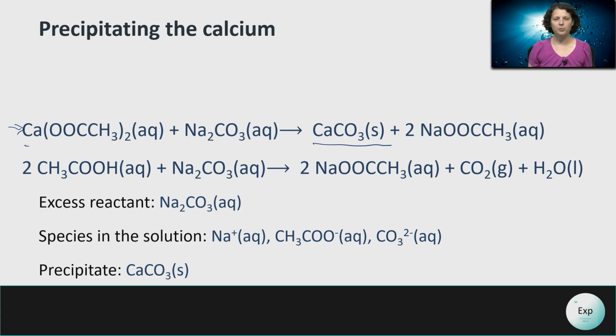And so if we perform a filtration and we rinse our precipitate well with water, we should be able to eliminate all the ionic components and recover only the calcium carbonate on the filter paper.